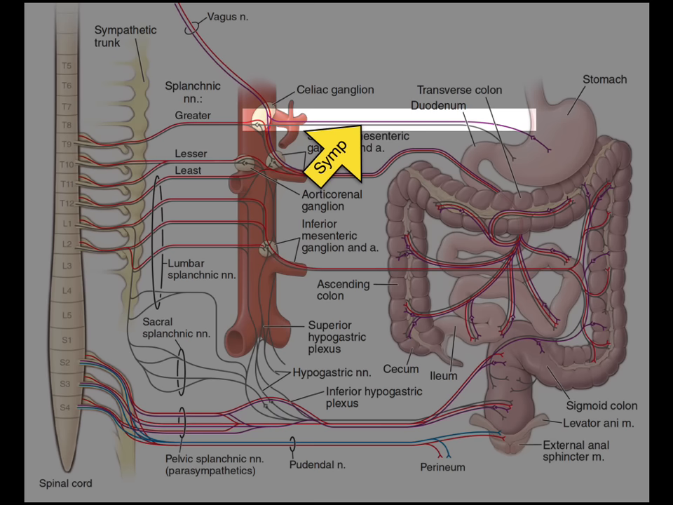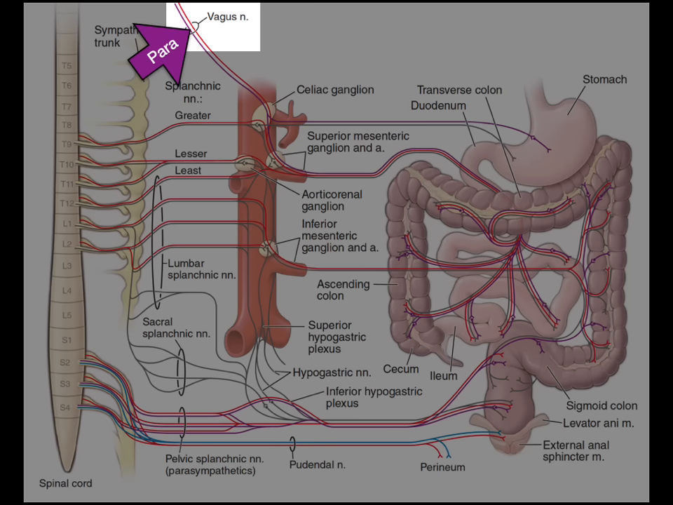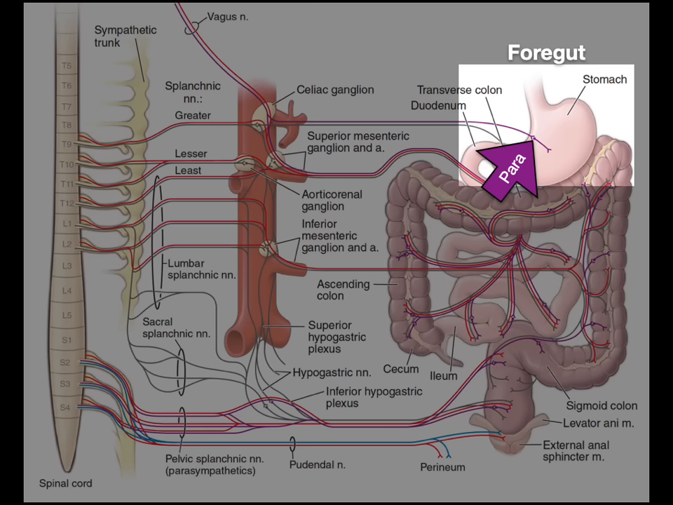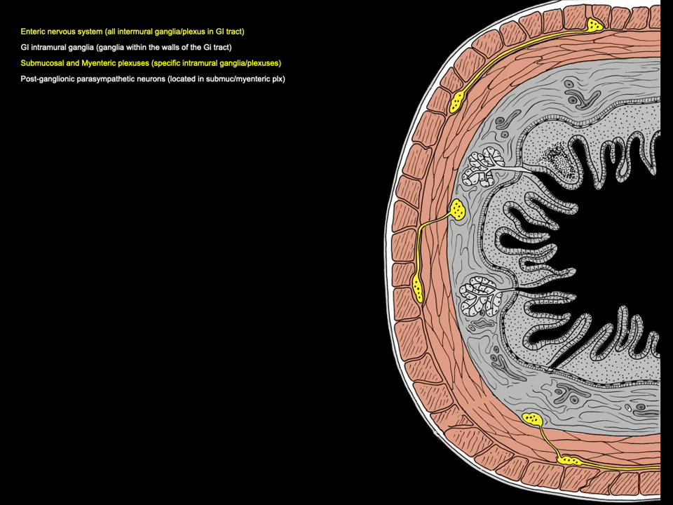Now, parasympathetic innervation will come from the vagus nerve arising from the medulla, course through the celiac ganglia without synapsing, hug along the same arteries, and then synapse with postganglionic parasympathetics in the wall of the foregut. That's the intramural ganglia, the Auerbach and Meissner's plexuses.